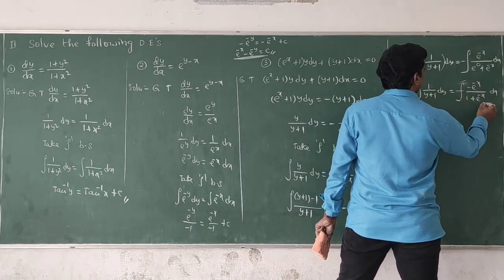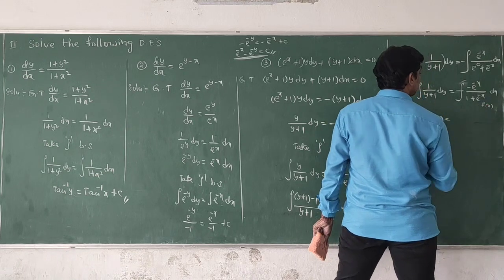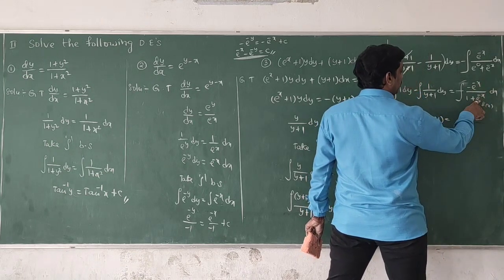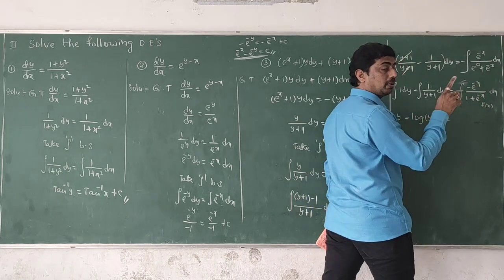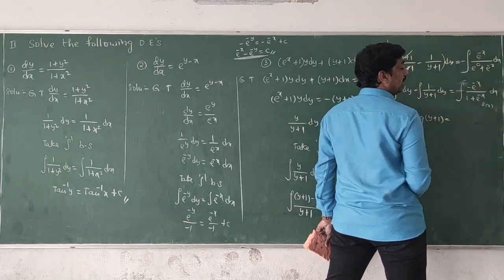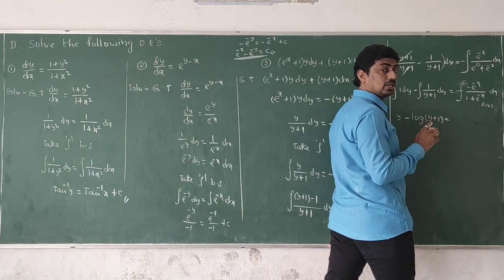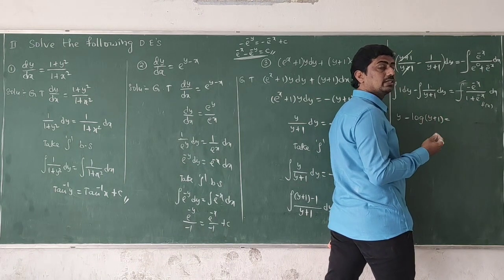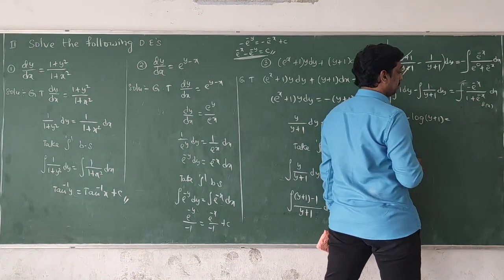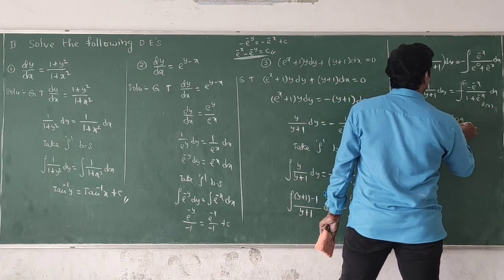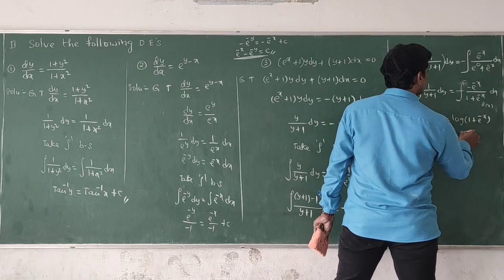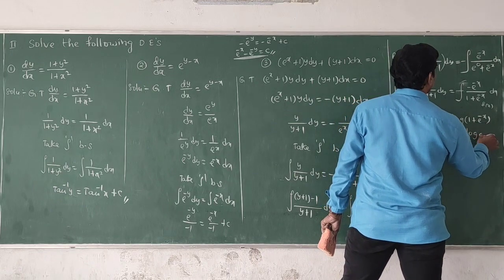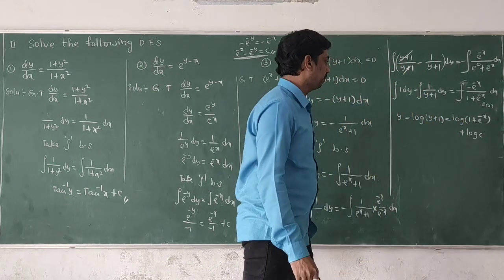Next, same order. If you take this one as f of x, 1 derivative 0, e power minus x derivative e power minus x into minus 1, that means minus e power minus x. That means this is f dash x, which is in the form of integration of f dash x by f of x. What is the formula for that one? Log of f of x. So log of f of x means log of 1 plus e power minus x plus constant. I am writing the constant in terms of log.